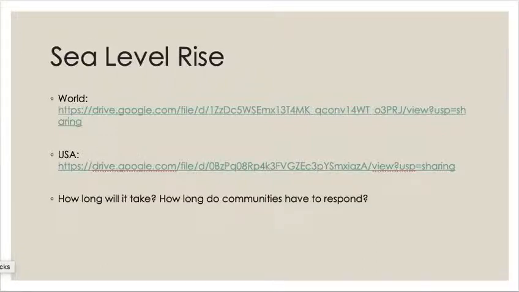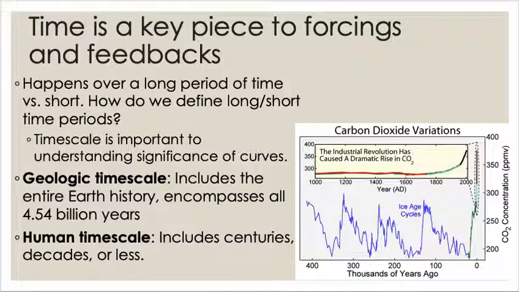for causes. So there's two definitions you have to know: a geologic timescale versus a human timescale. So a geologic timescale includes the entire Earth's history, so it's all 4.5 billion years. When we're talking geologic timescale, we'll use units such as hundreds, thousands, millions, or billions of years. If we're talking about a human timescale, that'll be centuries, decades, or less.